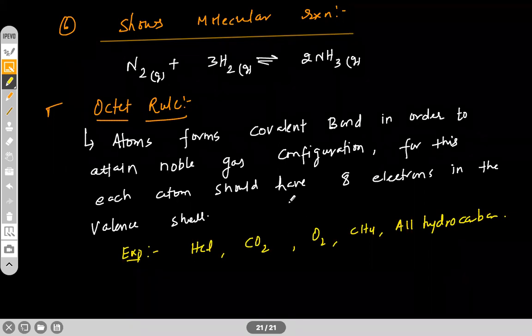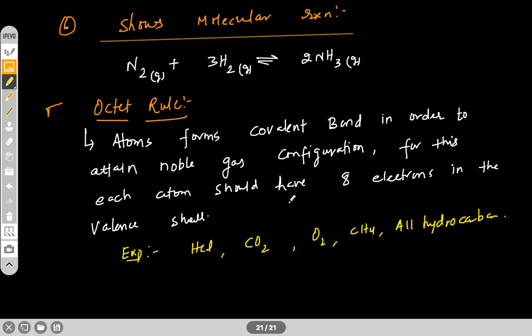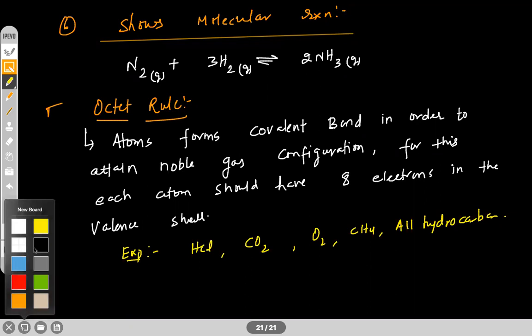However, there are only a few elements which follow this rule. Okay, the majority of the molecules do not follow this rule. That's why we have a lot of exceptions in this rule. So if you see this HCl, if I explain this one, hydrogen never forms an octet; it can form a duplet. One or more than one covalent bond is also possible. Okay. So you see HCl, hydrogen and chlorine, right? So we have one electron here and one electron here. So for hydrogen, the duplet is complete.